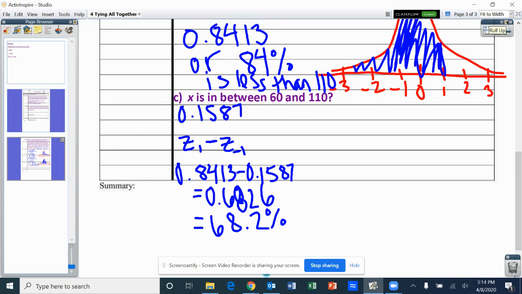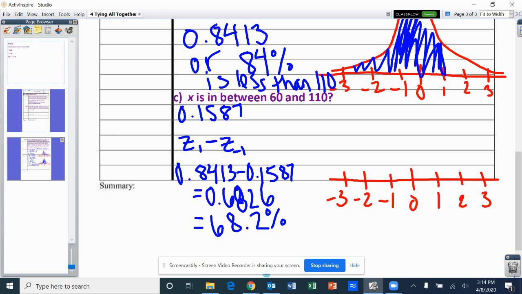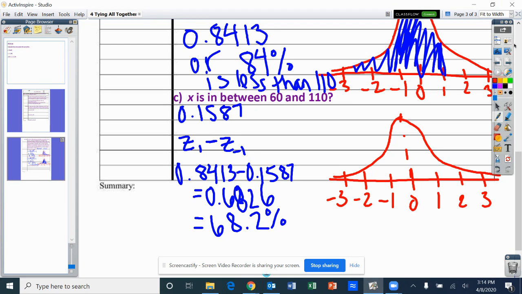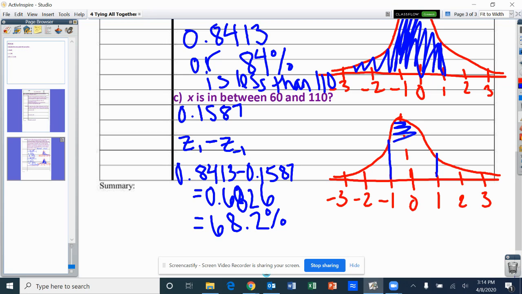And to sketch that, set up your normal distribution, a nice smooth bell curve. And draw vertical lines between -1 and +1. And shade the area in the middle.